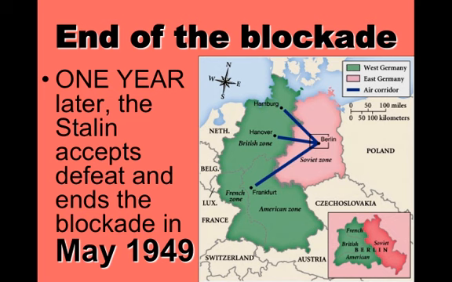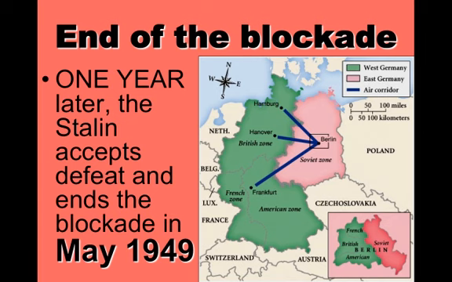And after nearly a year, Stalin accepts defeat, and without really even saying much of anything, in May of 1949, he ends the blockade. And the United States emerges victorious. They stood up to Stalin's aggression, and world opinion backed the United States. It made Stalin out to what he really was, which is a bully, bent on having Soviet spheres of influence. You can understand why he wanted them. But inevitably, in May 1949, Stalin does surrender the blockade.